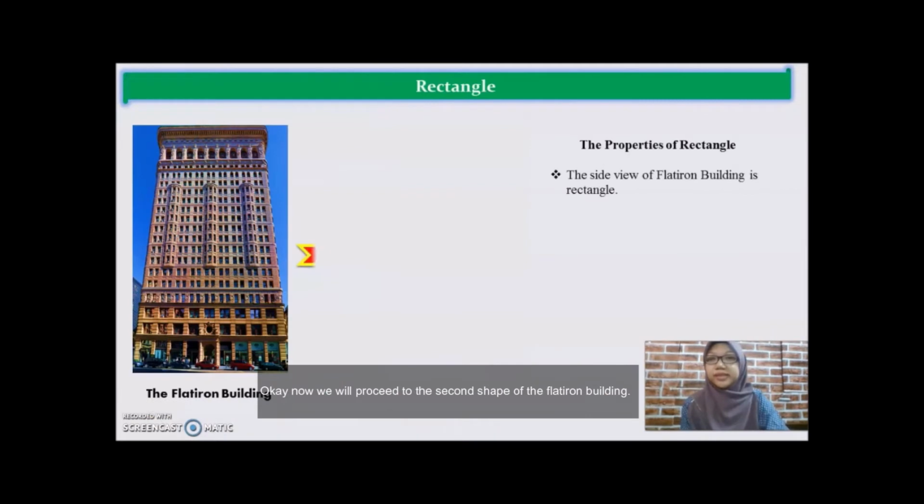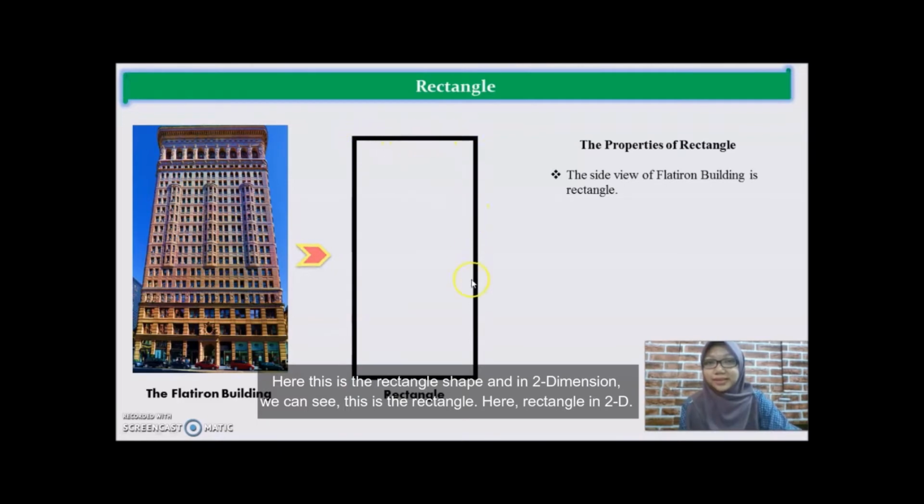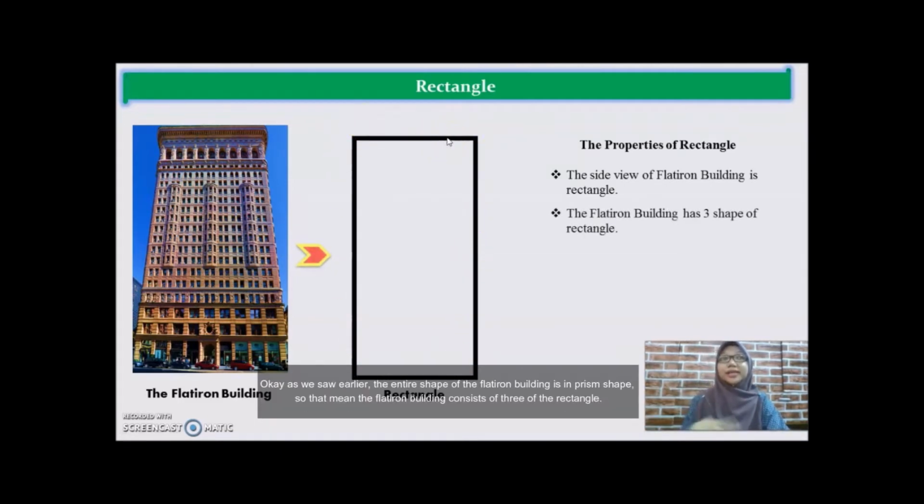Now we proceed with the second shape of the Flatiron building. As you can see, the side view of the Flatiron building is a rectangle. Here is the rectangle shape, in 2D. As we saw earlier, the entire shape of the Flatiron building is a prism, so that means the Flatiron building consists of 3 rectangles.